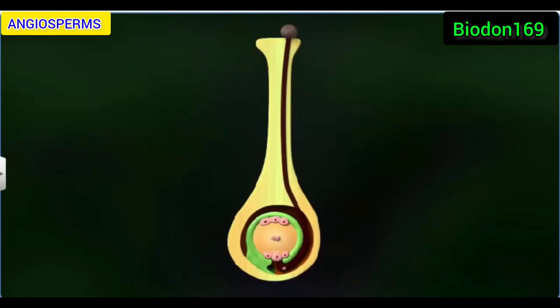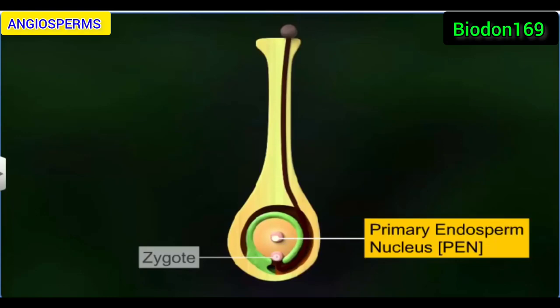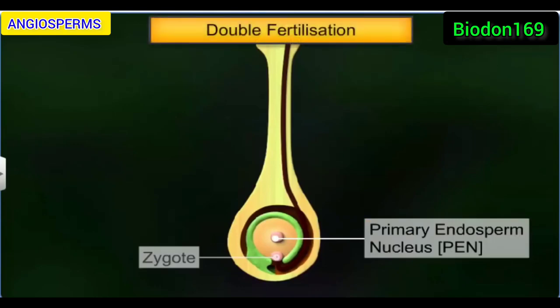While one gamete fuses with the egg cell to produce a zygote, the other gamete fuses with the diploid secondary nucleus to produce the triploid primary endosperm nucleus. This event is called double fertilization, as it involves two fusions. Interestingly, double fertilization is observed only in angiosperms.